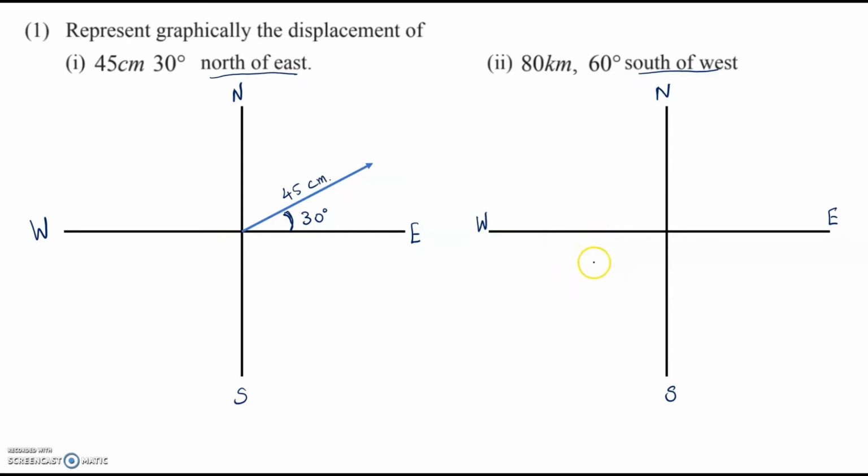So you have to measure 60 degrees from here and you mark your vector. So this is 60 degrees and the distance is given by 80 kilometers. This is not to scale. This is just for, once you mark the distance here, then it is understood.